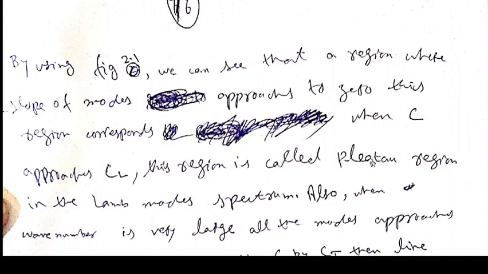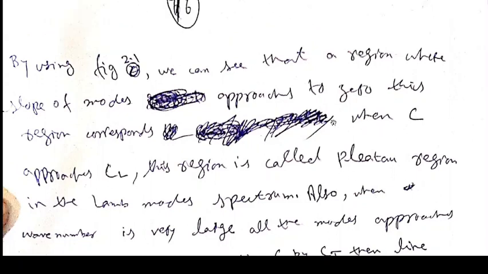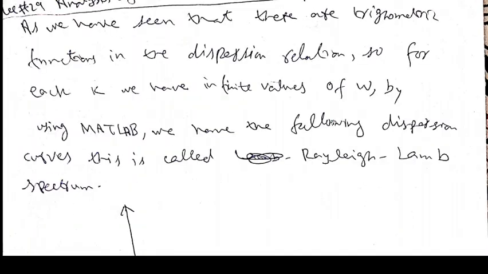Spelling, I think it is wrong. P-L-A-T-E-A-U. It should be P-L-A, and this E should be here. Plateau. So practice spelling. In the Lamb mode spectrum, we have different types of things. Like I have told here, we have a plateau region in the spectrum. Let's see 2.1.